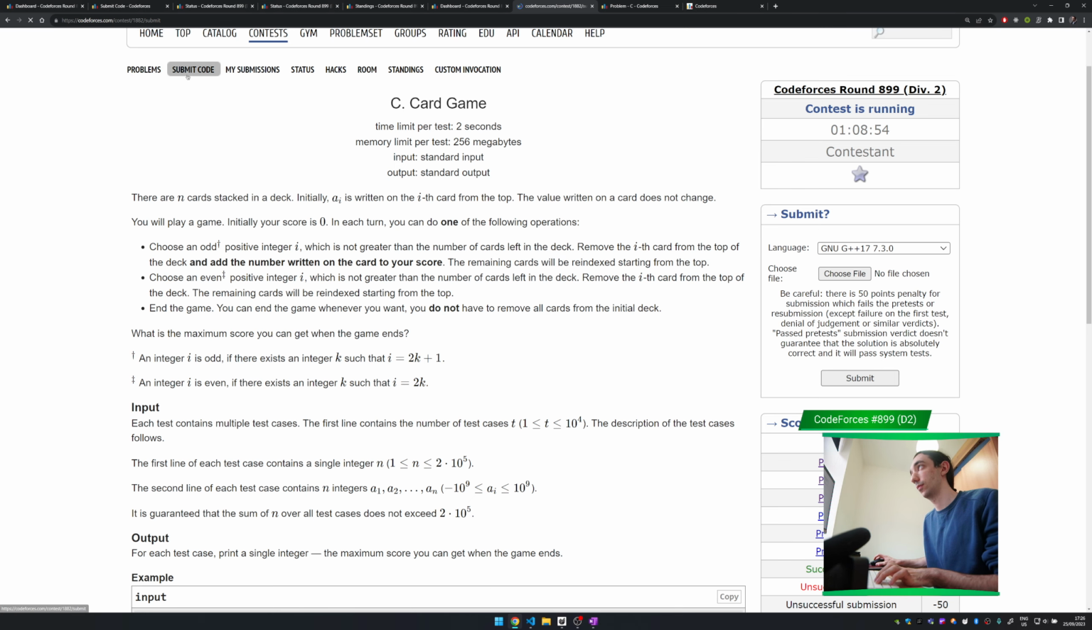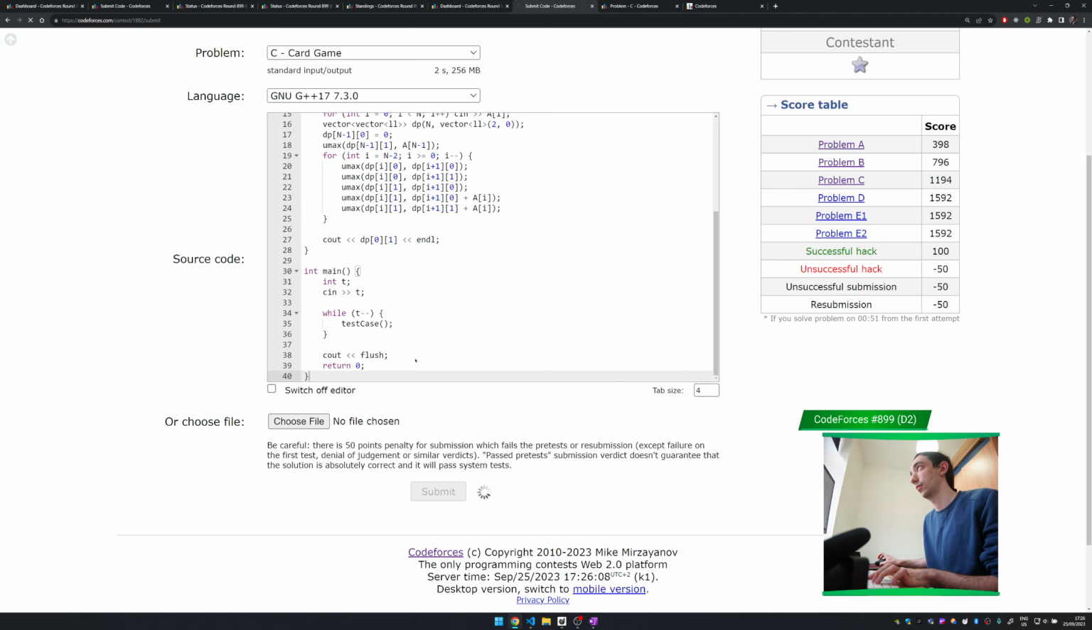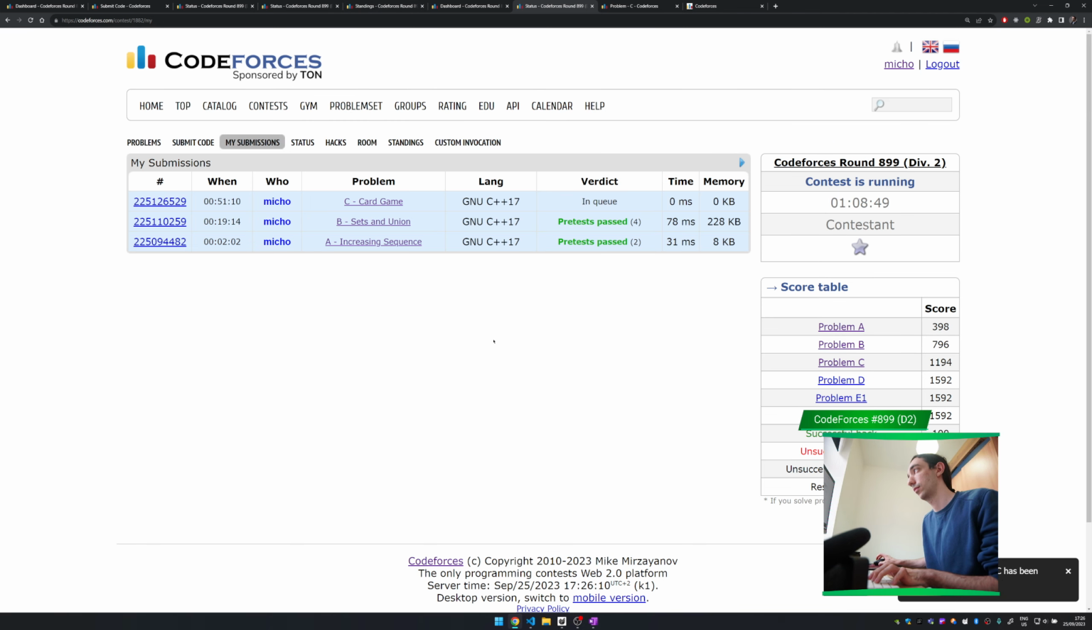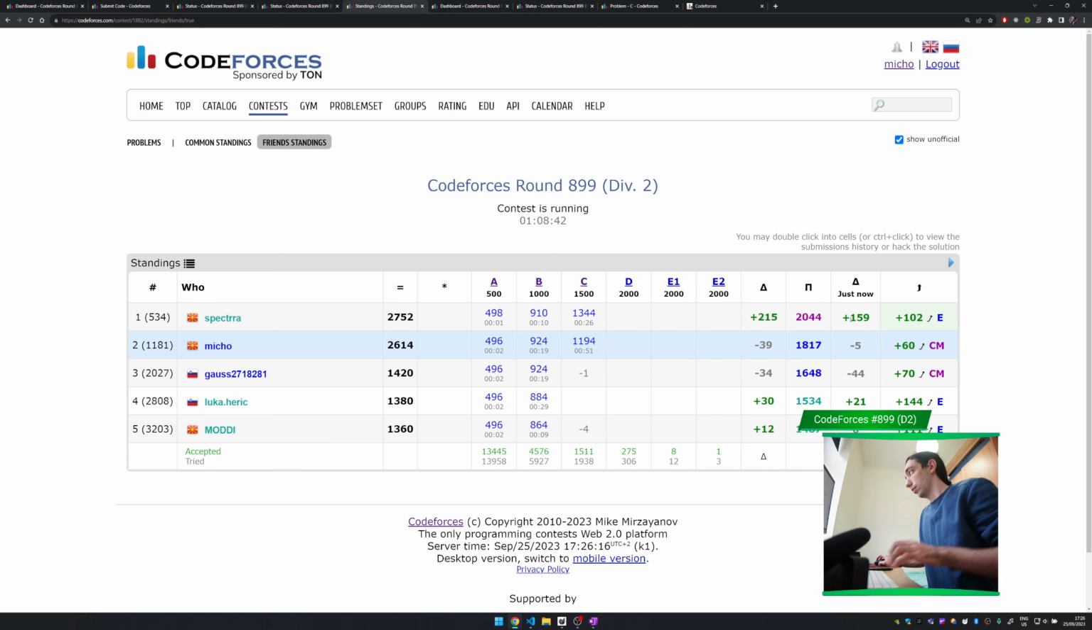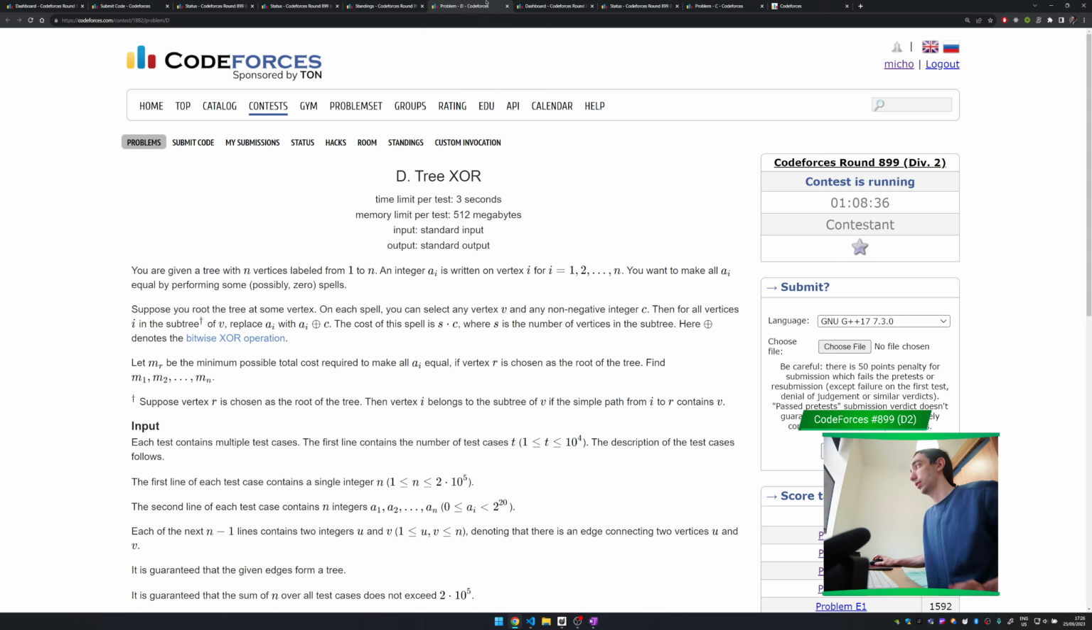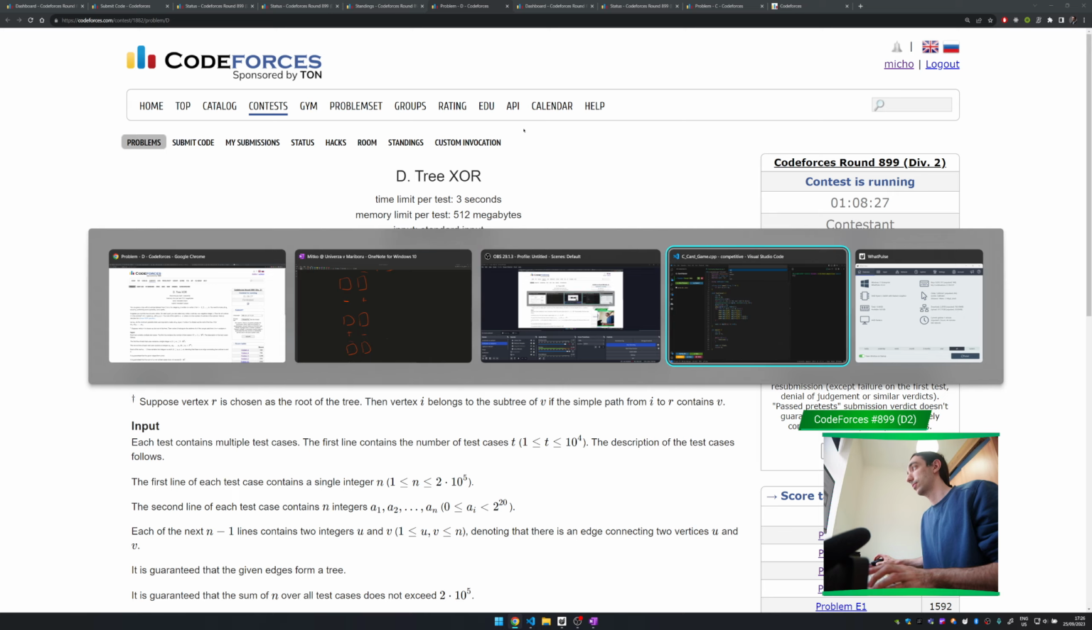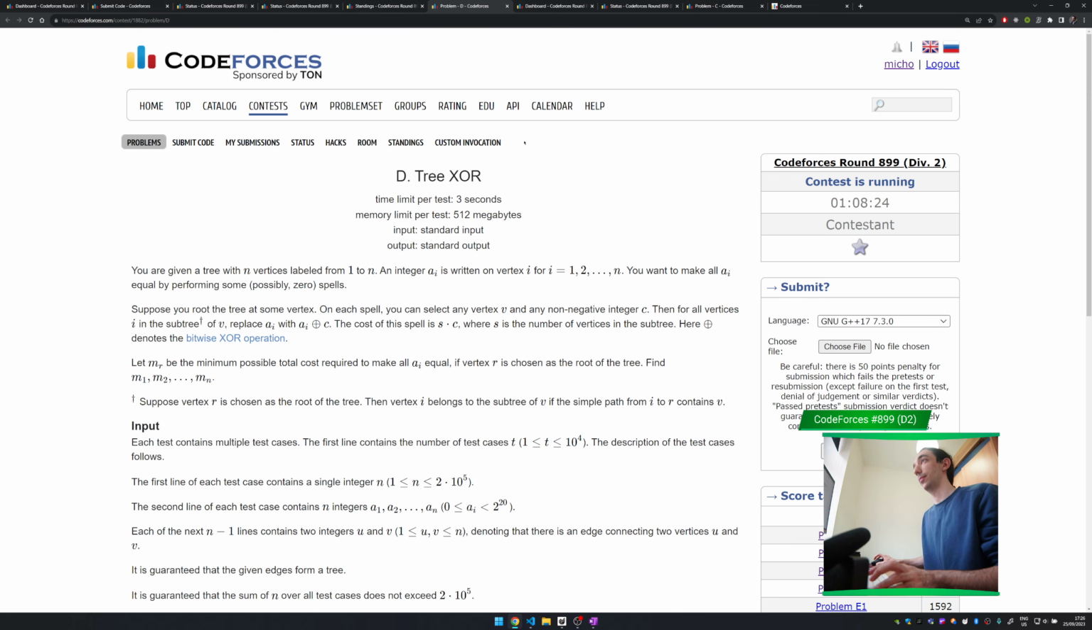Come on. Okay, pretest pass. Okay, this is not great since I'm a bit behind, but it isn't that bad. Okay, now 3 XOR is going to be a fun problem, definitely.